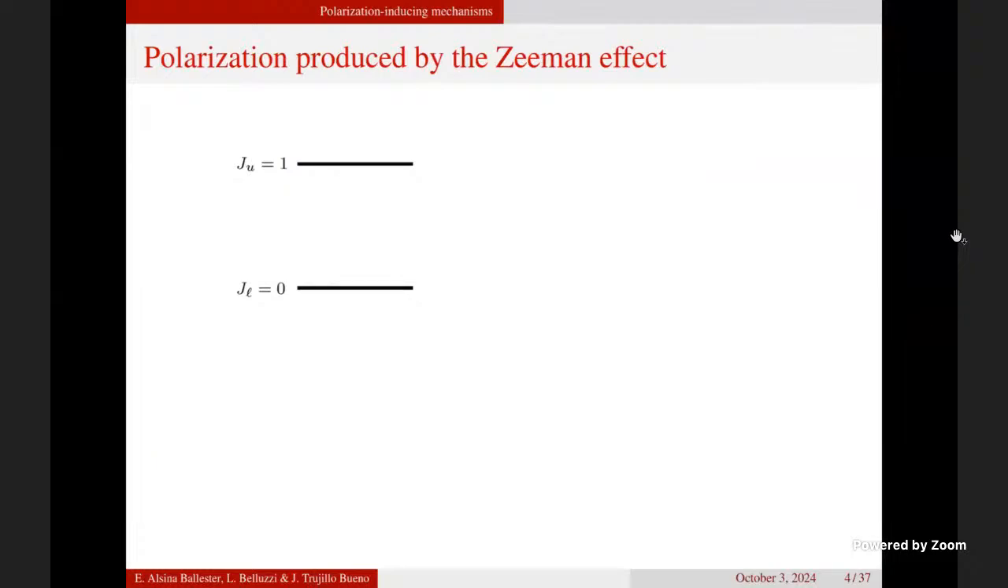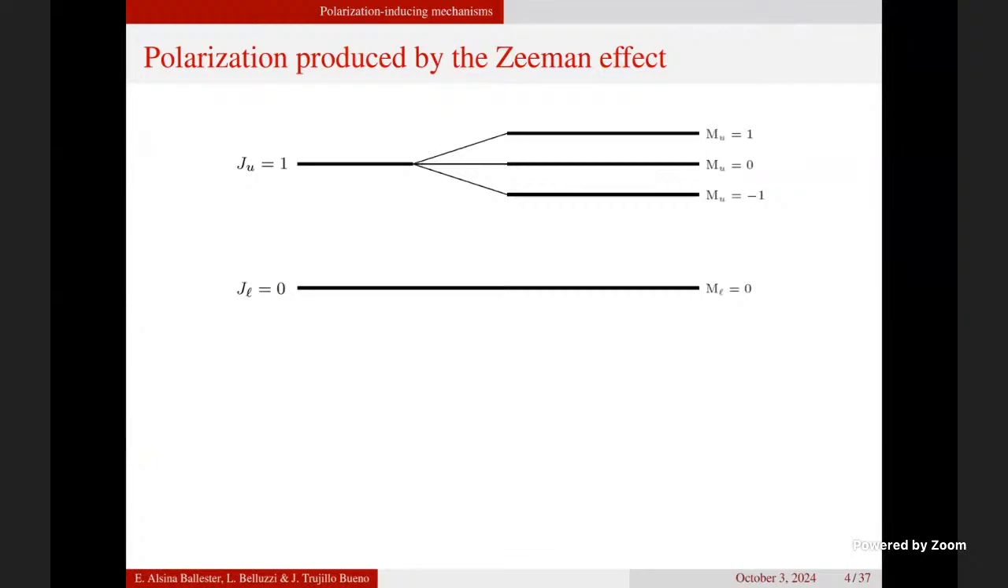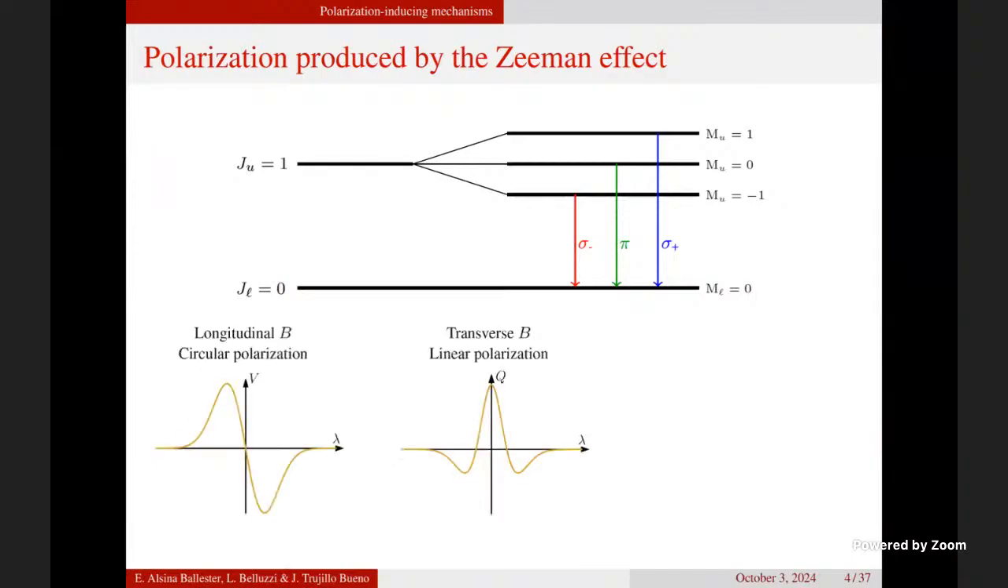Here, for simplicity, I'm showing the case of a 2-level atom whose lower level has J equals 0, and its upper level has J equals 1. In the presence of an external magnetic field, these are split into various magnetic sublevels, well, the ones of the upper level. Now, different transitions between different M levels carry different polarization properties. And due to this splitting of magnetic sublevels, they are shifted in frequency with respect to one another. Because of this, they no longer cancel, and instead we find polarization patterns that depend on wavelength.